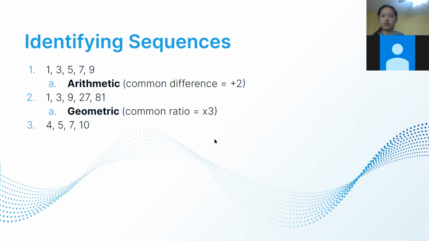Okay, what type of sequence is this? 4, 5, 7, 10. I want everyone to answer because I think we went over these.